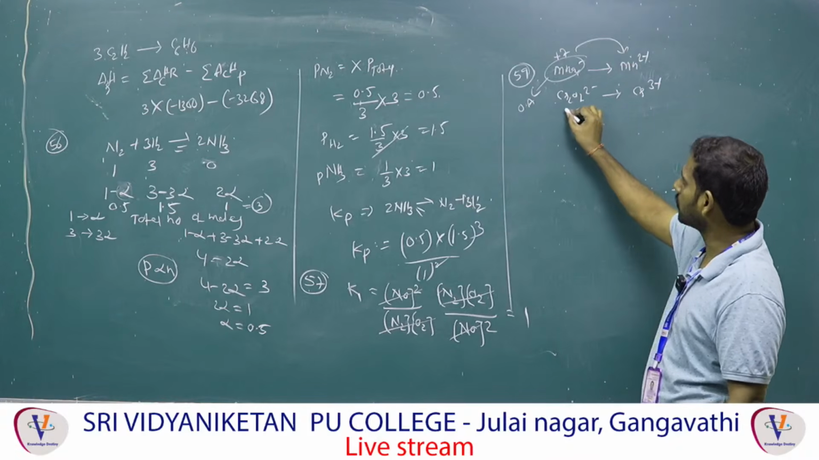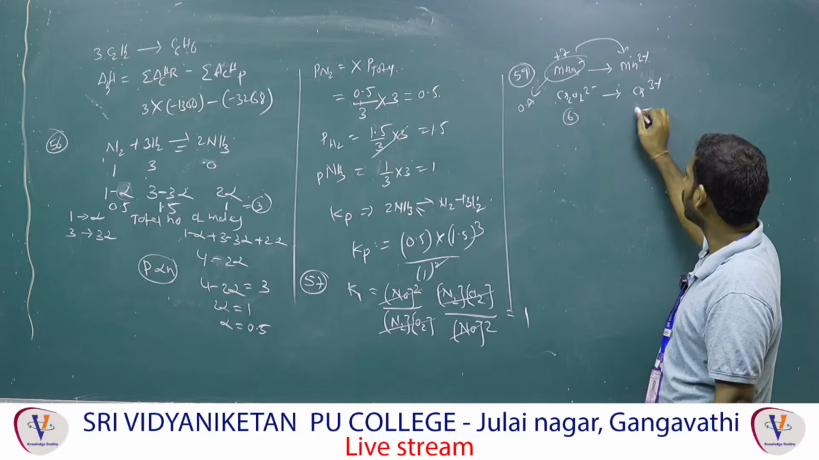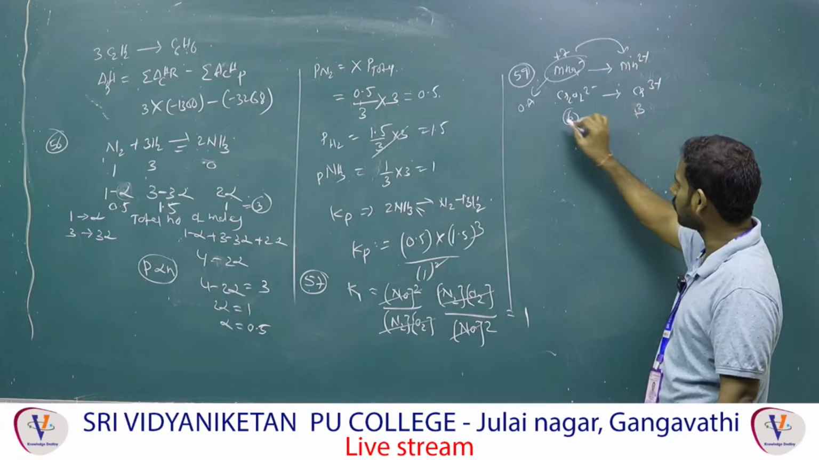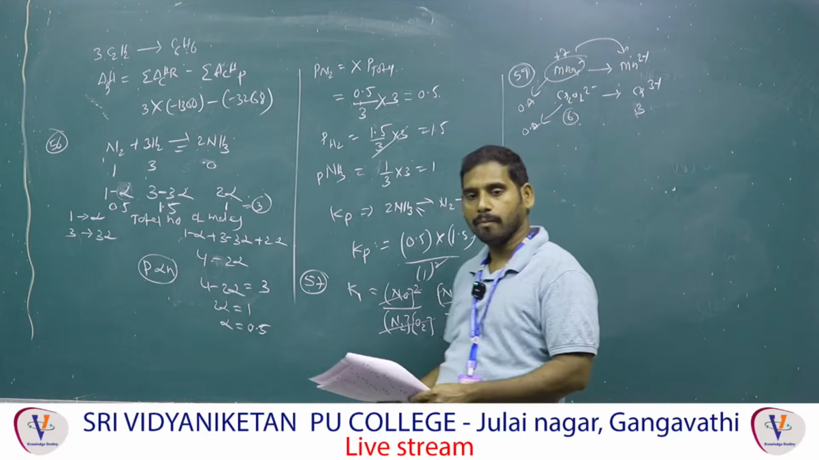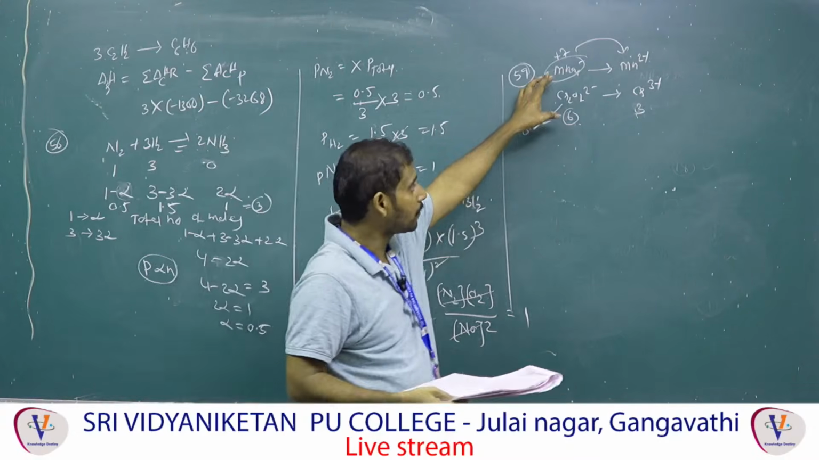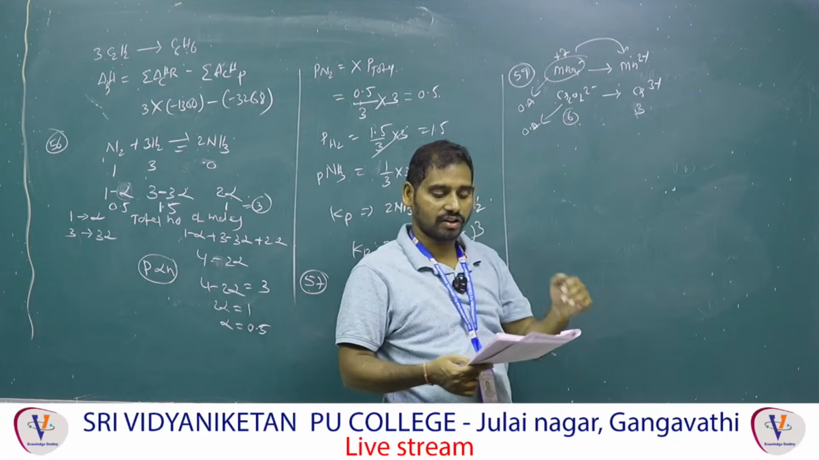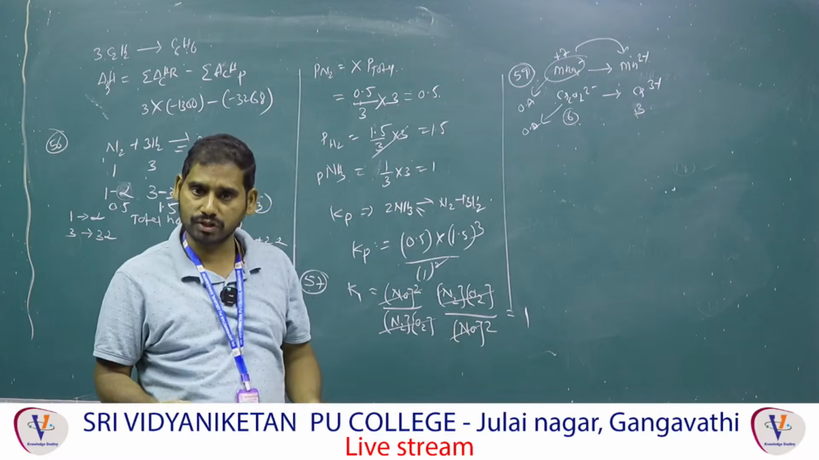Now Cr2O7 2 minus, chromium here is plus 6, here plus 3. Again oxidation state decreases, which means reduction. Reduction means this is also an oxidizing agent. That means KMnO4 and K2Cr2O7 in acidic medium act as oxidizing agents. Oxidizing agents mean the remaining reactions will be reducing agents. Like that we have to choose.